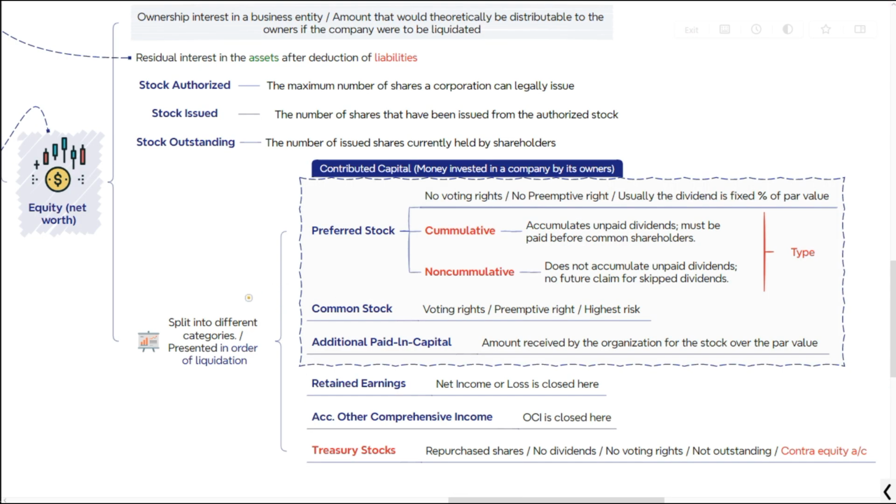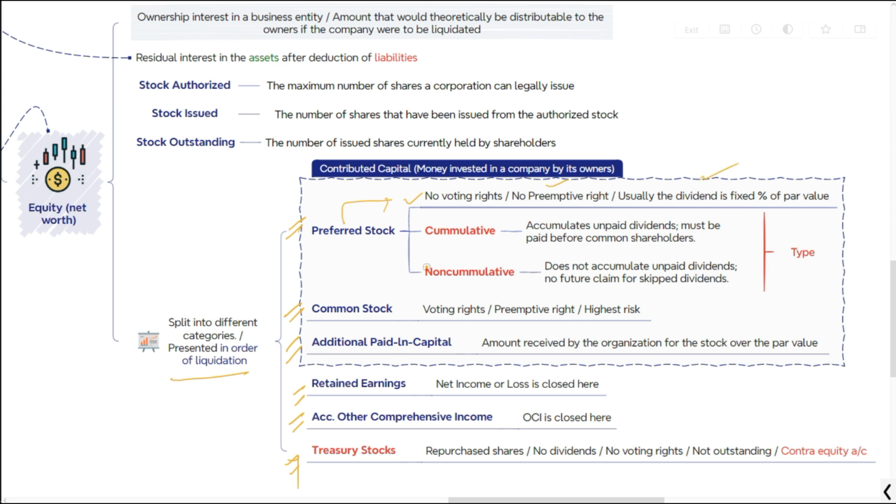On the balance sheet, the equity is presented in the order of liquidation. We have different categories of equity. What are the different categories? We have preferred stock, common stock, additional paid in capital, retained earnings, accumulated other comprehensive income, and treasury stock. Preferred stock has no voting rights. Preferred stock does not have preemptive right. Preferred stock usually gets a dividend that is a fixed percentage of the par value.